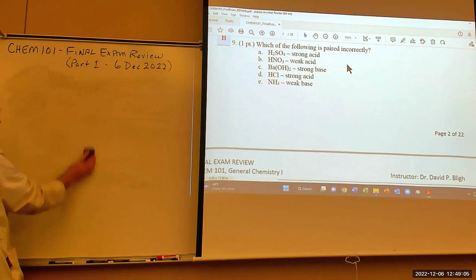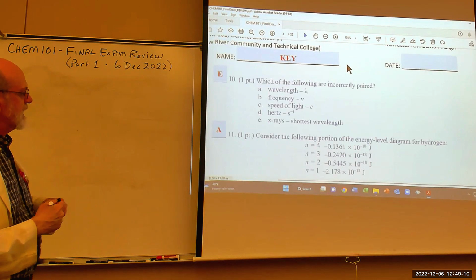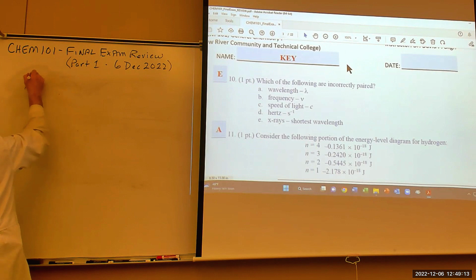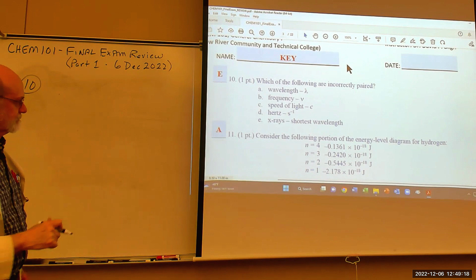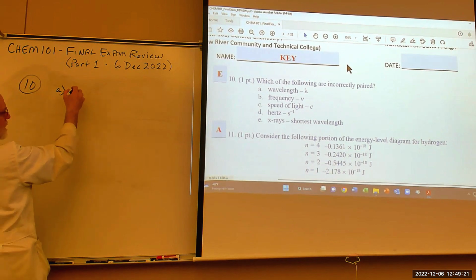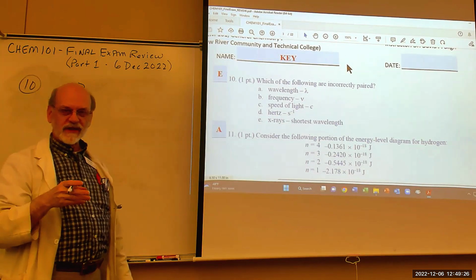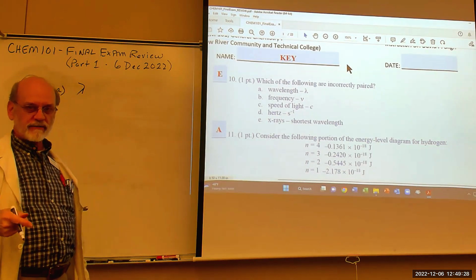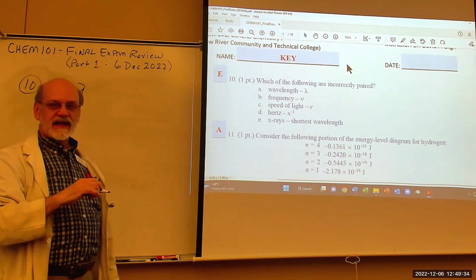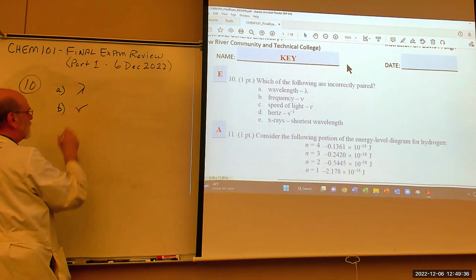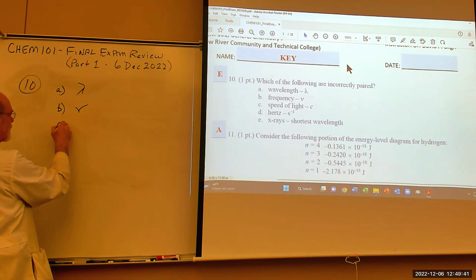All right. Let's see. 10. Which of the following are incorrectly paired? Here we go again. All right. Is this one paired correctly with its name? Yes. That's the small Greek letter lambda, which stands for wavelength. That's true. How about this one? Frequency and the small letter nu. That is paired correctly also. How about C?